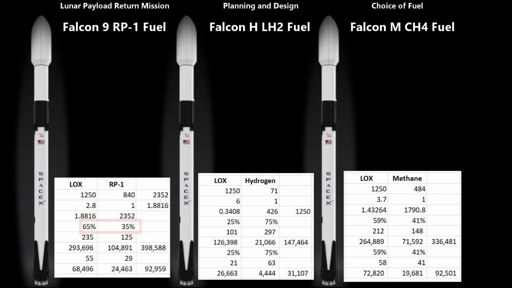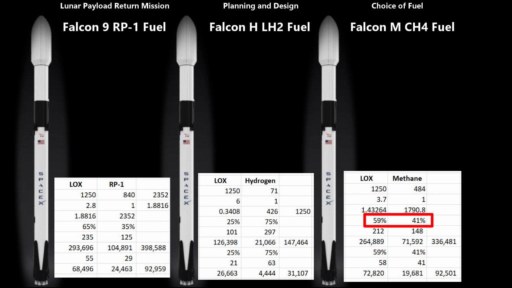For hydrogen-fueled rockets, we can use the same calculation and see that about 75% of the available volume is liquid hydrogen fuel and 25% is liquid oxygen. That's because the density of the liquid hydrogen is extremely low compared to other fuels. For the methane, we get about 59% and 41%.